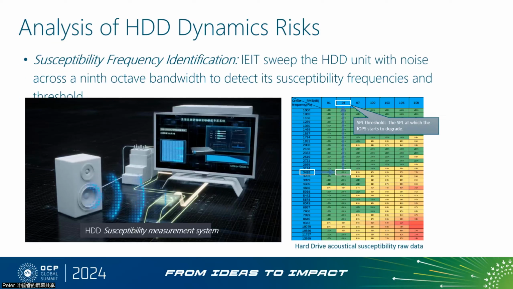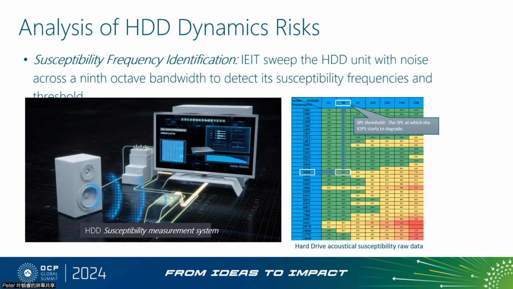Analysis of HDD dynamic risks. In this slide, I'd like to show the susceptibility frequency identification method that IEIT utilized in development, which helps us with the analysis of HDD dynamic risks. The susceptibility measurement system is able to sweep the HDD unit with noise across a 1/9 octave bandwidth to detect its susceptibility frequencies and thresholds.